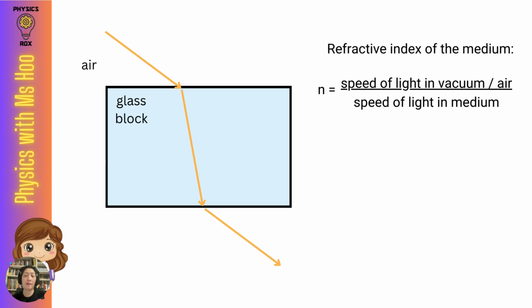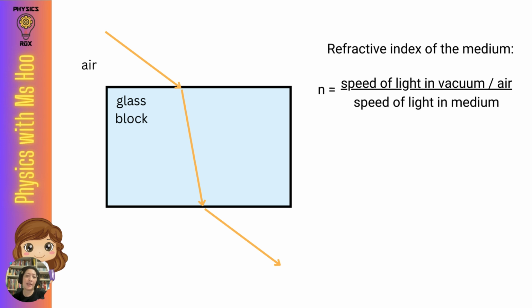So that's why the formula here, as you can see, is the speed of light in vacuum or air divided by the speed of light in medium. Now, why is it vacuum or air? Because at this stage, we take the value of the speed of light in vacuum and air to be the same. Are they different? Actually, yes. But for now, we assume that difference to be negligible. So at IGCSE level, we take the speed of light in vacuum and air to be the same, which is 3 times 10 to the power of 8 meters per second.